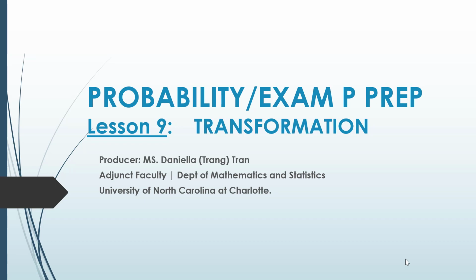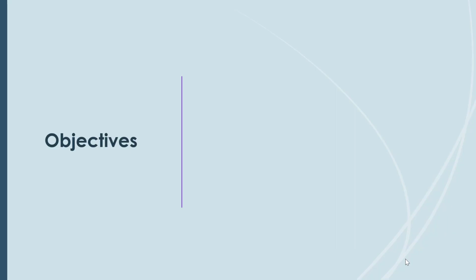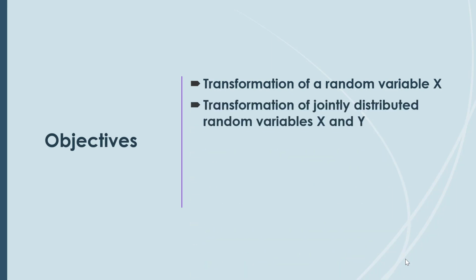Daniel's here, and today I'm going to show you how to find a transformation of one or more random variables. First, I'm going to start off with the most basic case, a transformation of a random variable X. Then I'm going to continue to work on the more complicated case, a transformation of jointly distributed random variables X and Y.